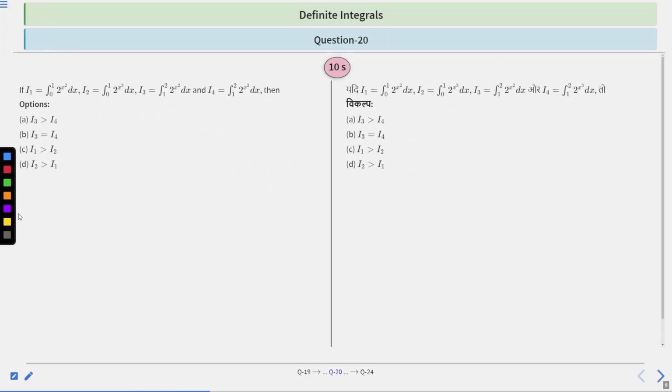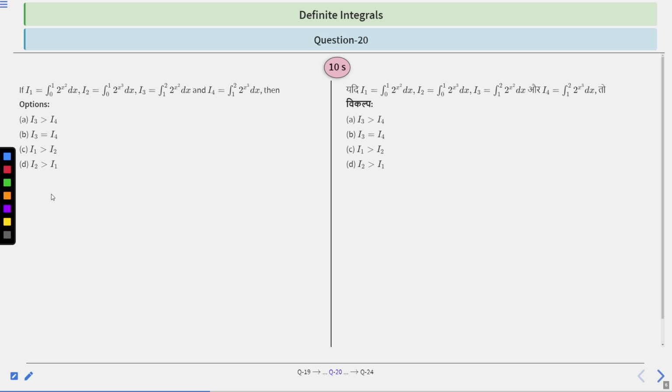Question number 20 says I1 is equal to the integral of 0 to 1 of 2 to the power x square dx. I2 is equal to the integral of 0 to 1 of 2 to the power x cube dx. I3 is equal to the integral of 1 to 2 of 2 to the power x square dx, and I4 is equal to the integral of 1 to 2 of 2 to the power x cube dx. Then which option is correct? That is, you have to compare basically I1, I2, I3, and I4, right? And you have to tell which one of the given options is correct.